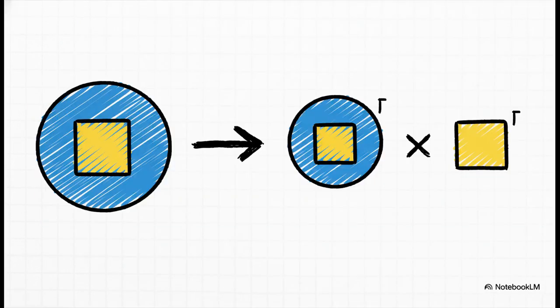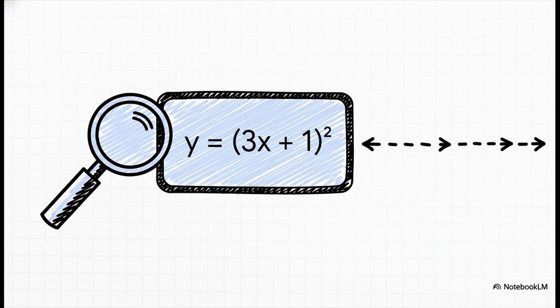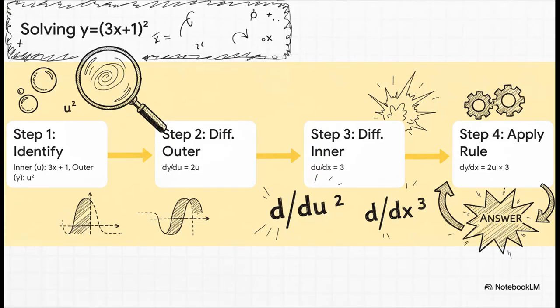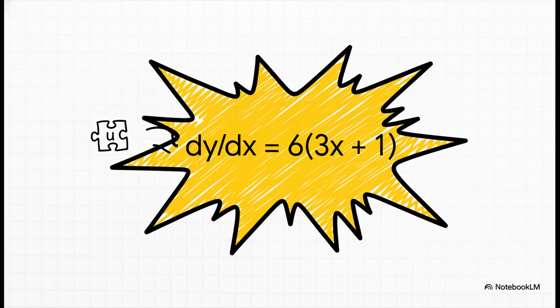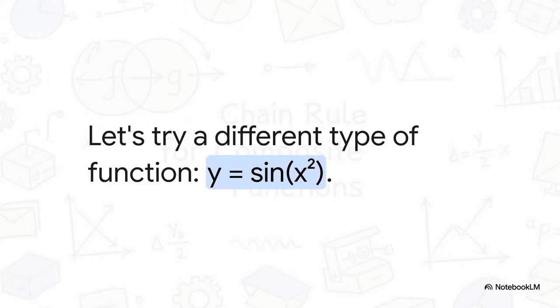Okay, here's the formal rule. Looks a bit intense, right? But let's break it down. Let's go back to that first problem and see how this works step by step. First, we spot the inner and outer functions. Then we just differentiate each piece separately. Then you just multiply them together and plug the inner function back in. Boom, you're done.